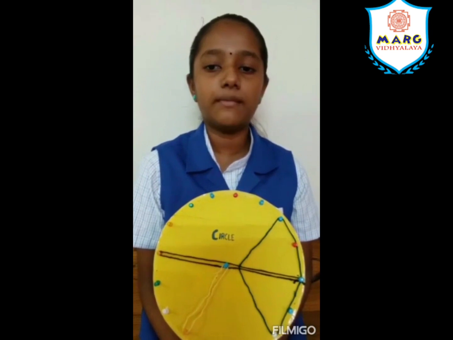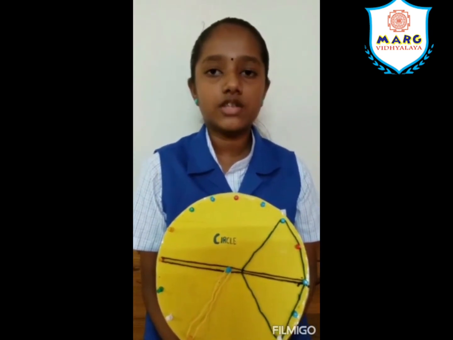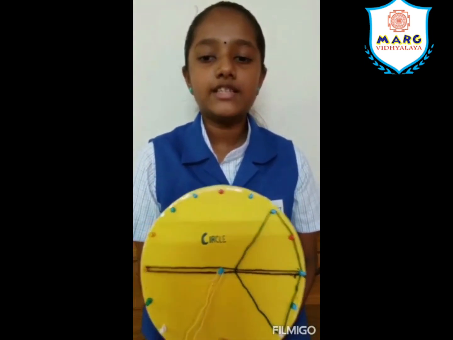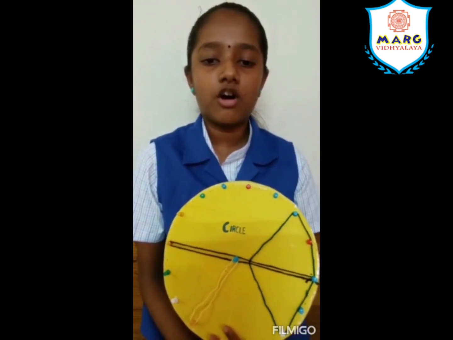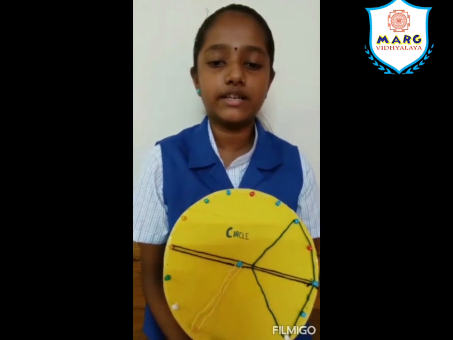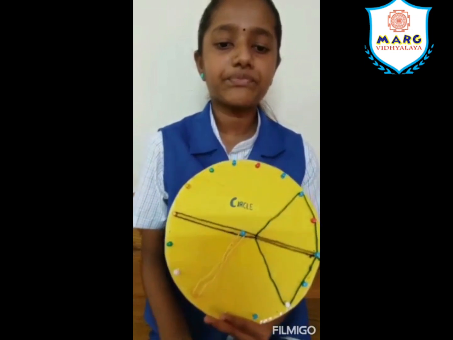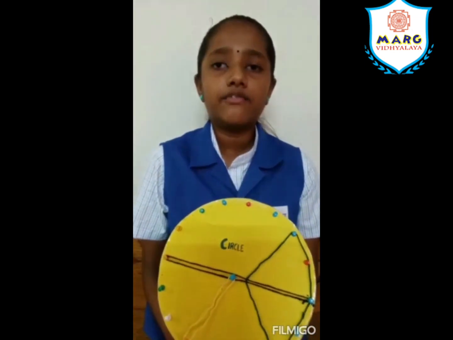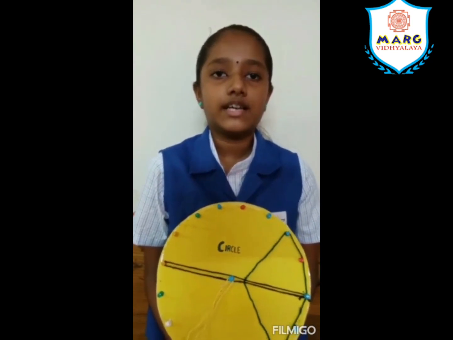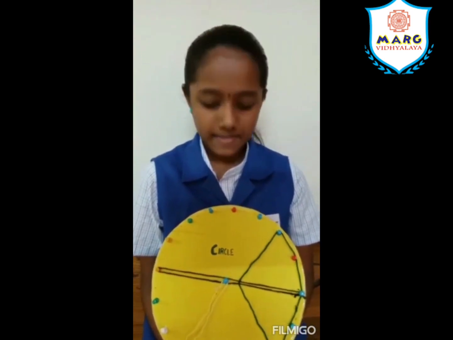I am going to speak about the circle. A circle is a geometrical shape which has no corners or edges. It has a center point and a circumference, which is the set of all points at a fixed distance from the center of the circle. This is the radius. The distance from the center of the circle to the circumference is called the radius.